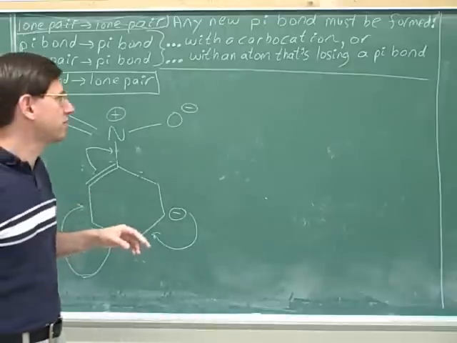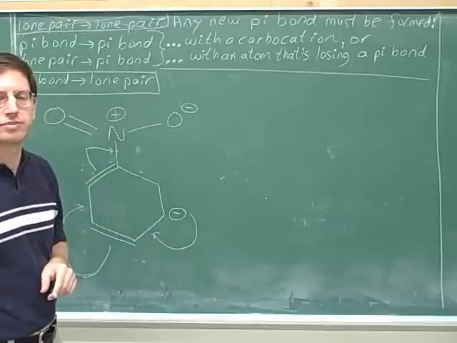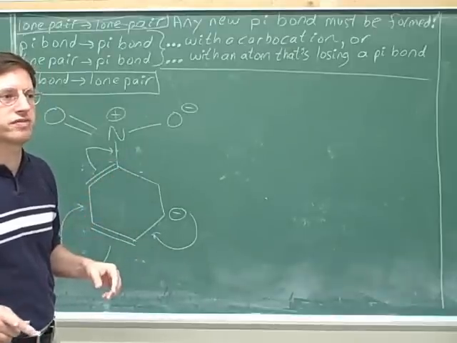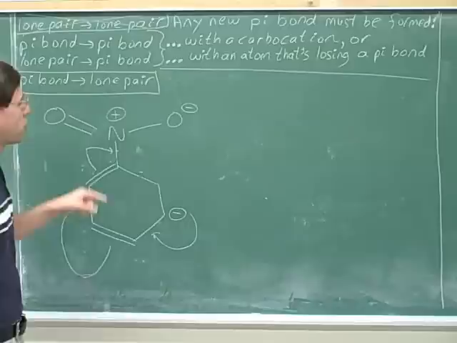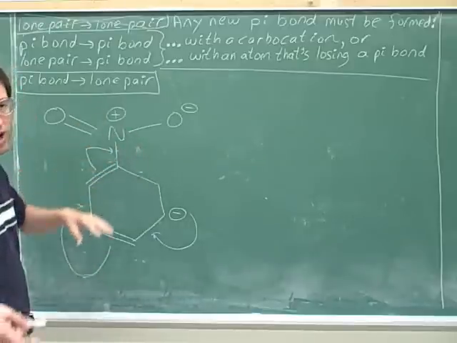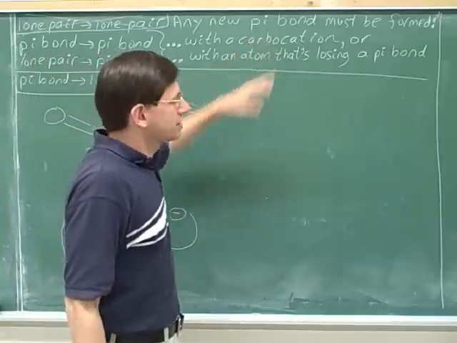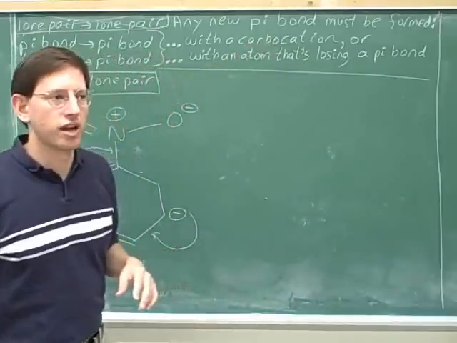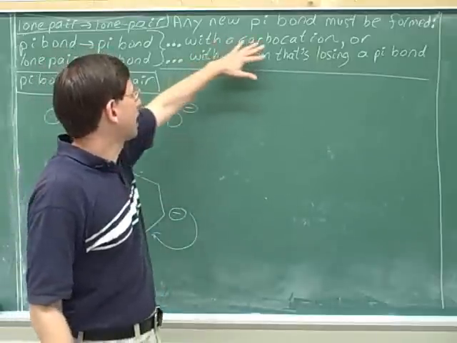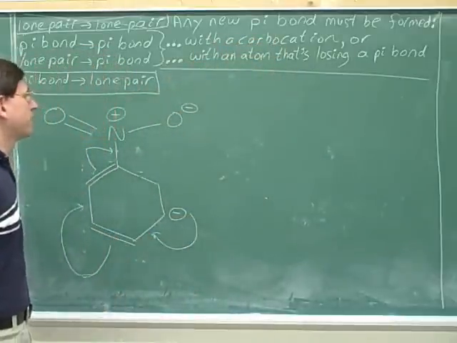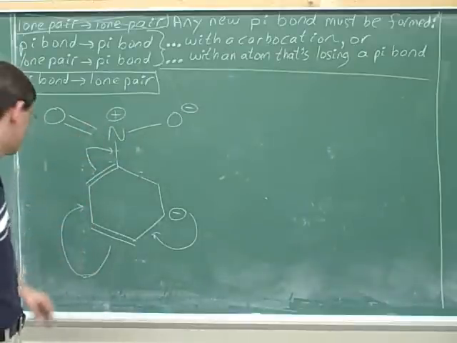So you might want to make a note of this. Just because you have a positive charge does not mean you have room for more electrons. This nitrogen has a positive charge, but you can see that it's got 4 bonds. It doesn't have room for more electrons. It's just carbocations that automatically have room for more electrons. A carbocation always has an incomplete octet, so that's always a good candidate for a new pi bond. But other nonmetals with positive charges do not have incomplete octets.